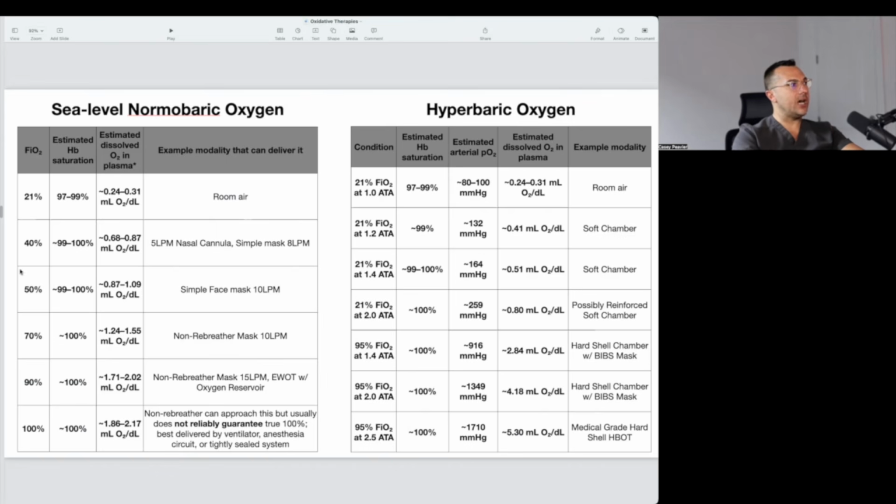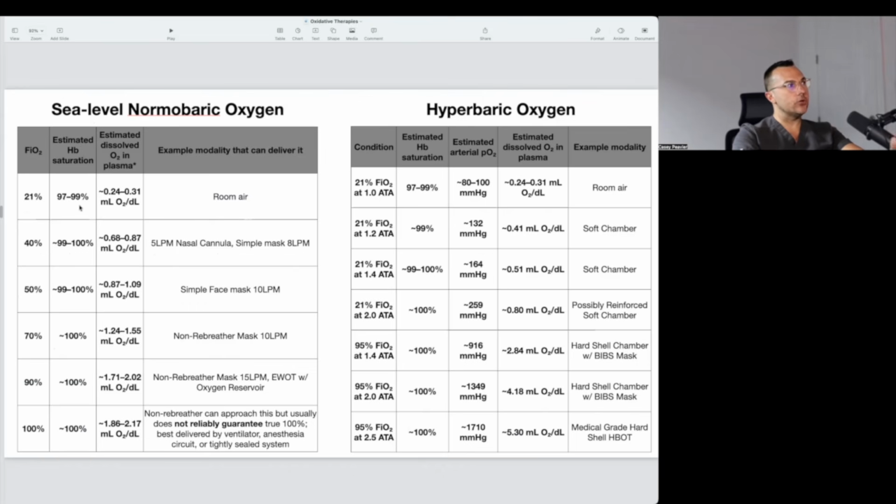And then we can add from there. And in order to achieve this level of oxygen, you'll need this device or this device or this device, right? And there's two columns that I want to show off next. And that is going to be estimated hemoglobin saturation, which is your SpO2 or your fraction of hemoglobin. And that is going to be what you would look at if you were doing a pulse oximeter.